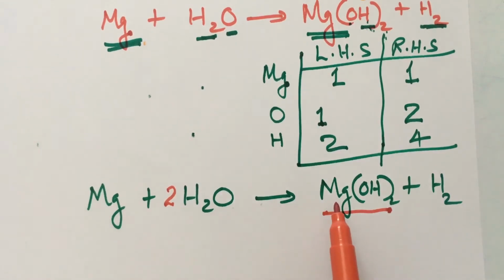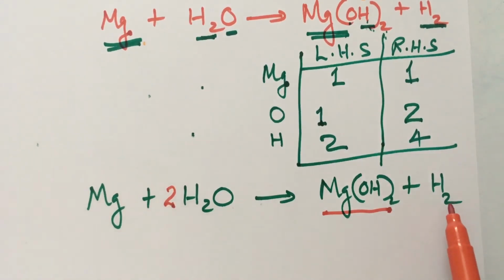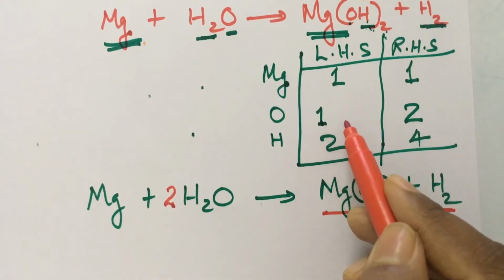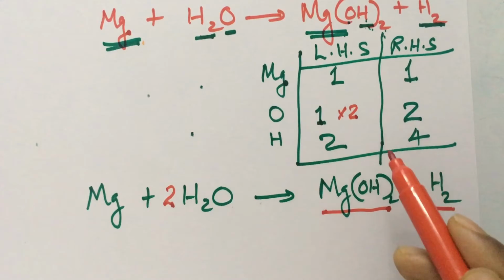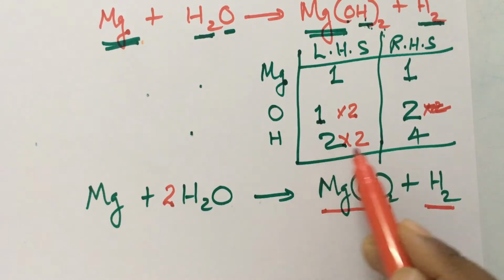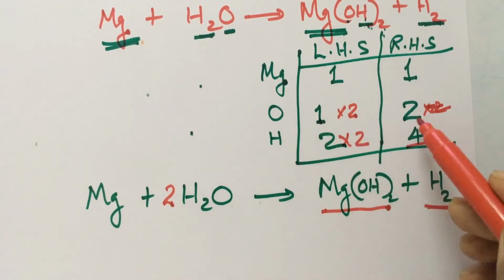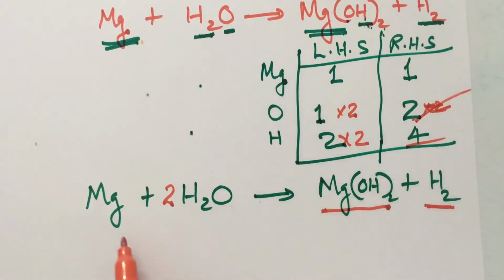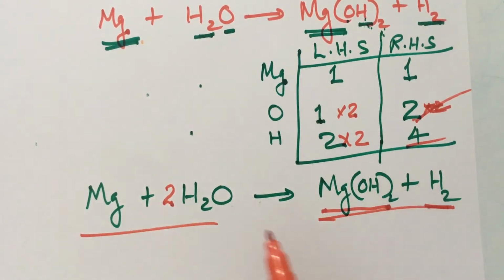Now Mg is the same on both sides, and because of this 2, hydrogen became 2, 2 2s are 4, and we have 2 hydrogen here also. Let me write here on the left-hand side: when I put a 2 in oxygen, hydrogen also became 2. So what we have got is LHS and RHS are equal, so we can say this is a balanced chemical equation. Okay, let's move on to the next question.